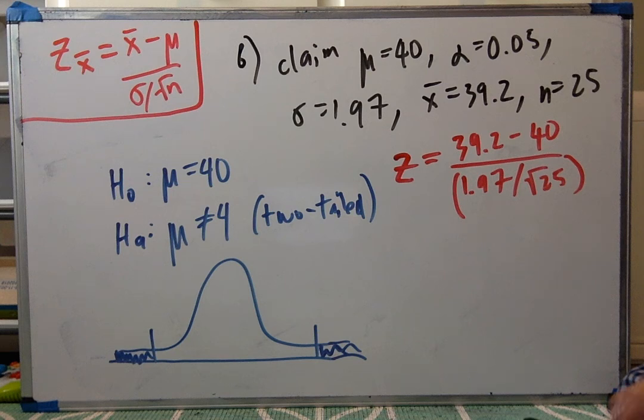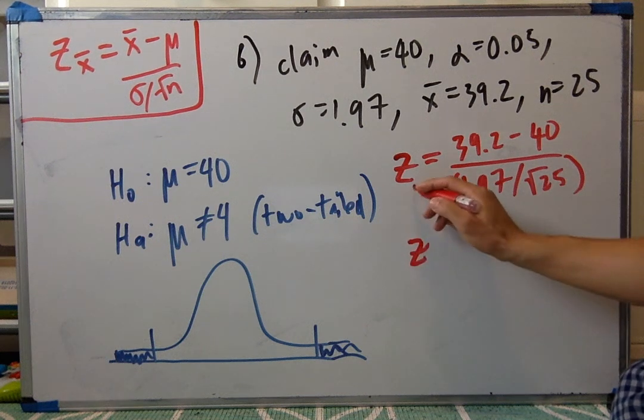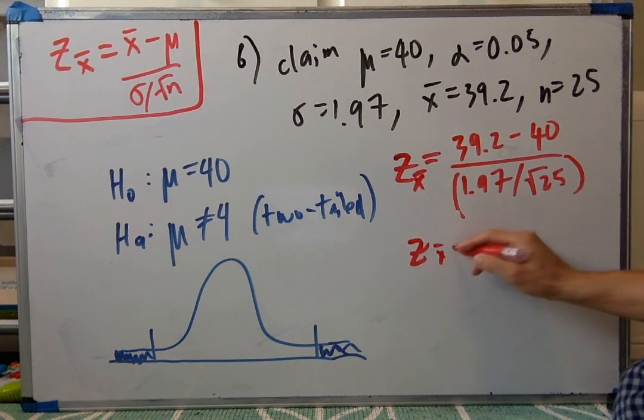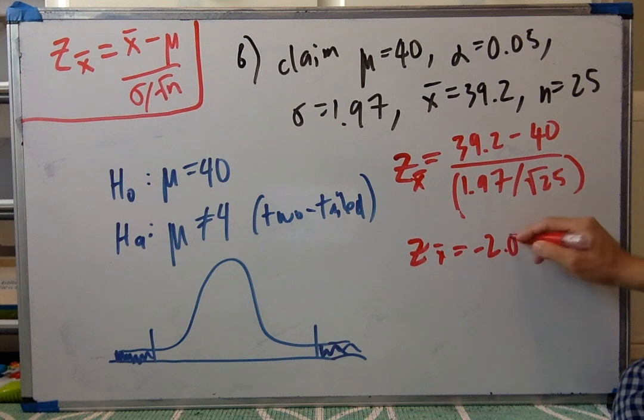Okay, 39.2 minus 40 is negative 0.8. Divide that by, in parentheses, 1.97 divided by square root of 25, which is just 5. Okay, so I plug that in, and I get negative 2.03045 for the z-score.